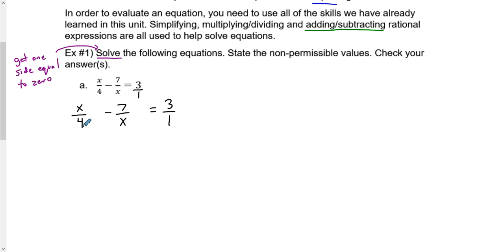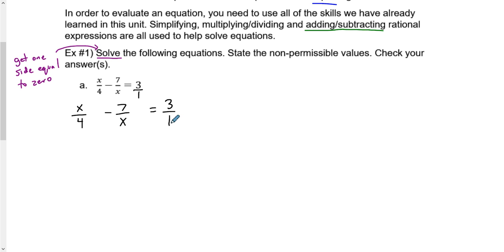What we'll see is that in this fraction, in this rational expression, we have a 4 in our denominator. In this one, we have an x. And in this one, we have a 1. So if we want to look for a common denominator between 4, x, and 1, the easiest way would be to multiply them all out.